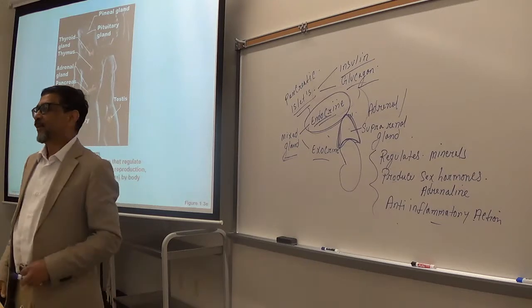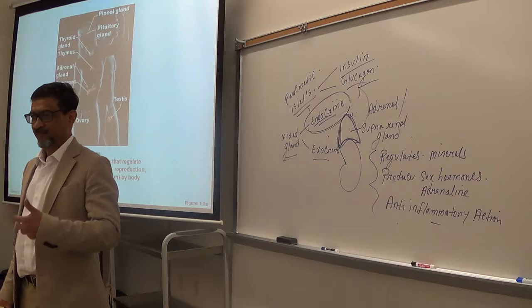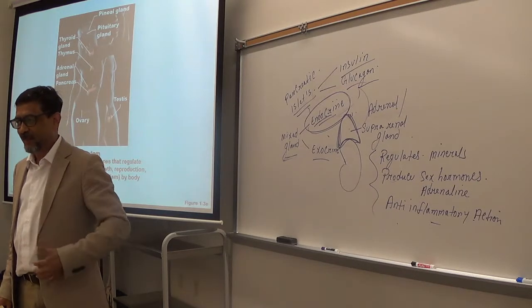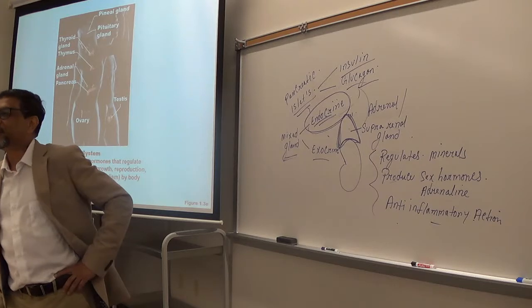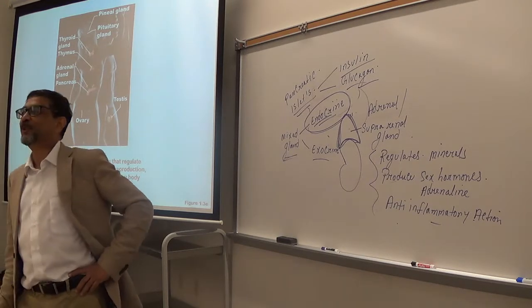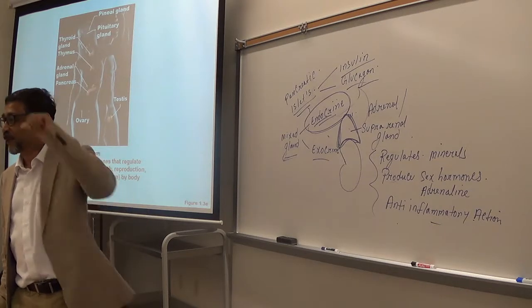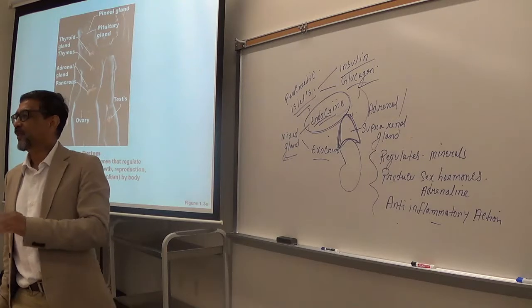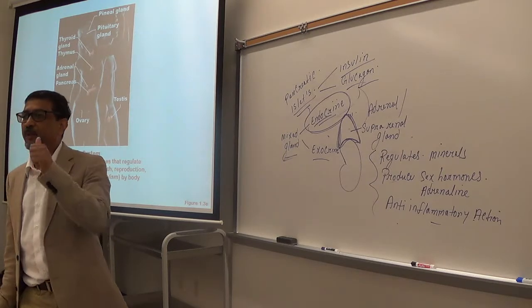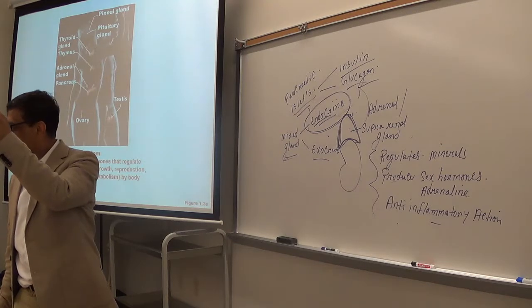So now you tell me, you are starving. You didn't eat for the last couple of days. Which one should not be released? Which one should be released? Insulin should not be released, right, because it will lower the blood sugar further. That can kill. So insulin should not be released, but which one should be released? Glucagon, because it increases the blood sugar, right?